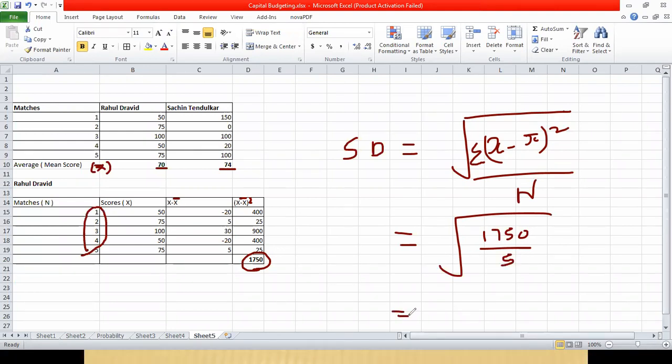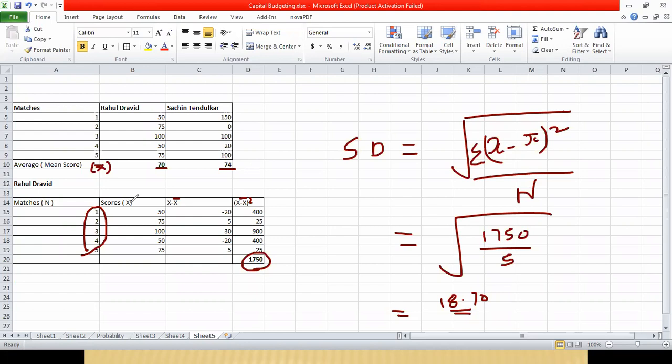Now you can do the calculation. 1750 divided by 5, square root. So standard deviation will be how much? 18.70. 18.70. Everybody calculate this. So correct, 18.70.